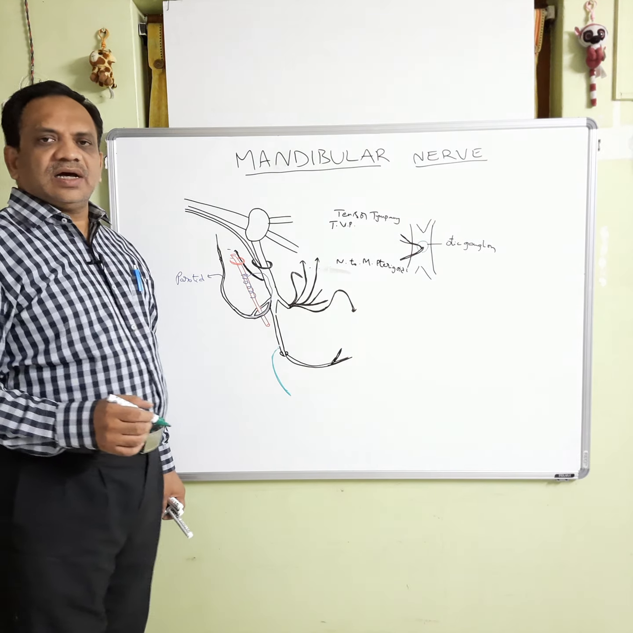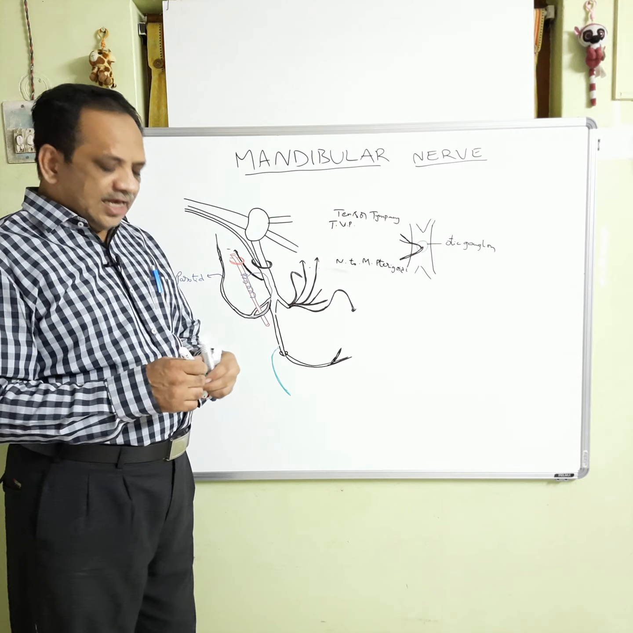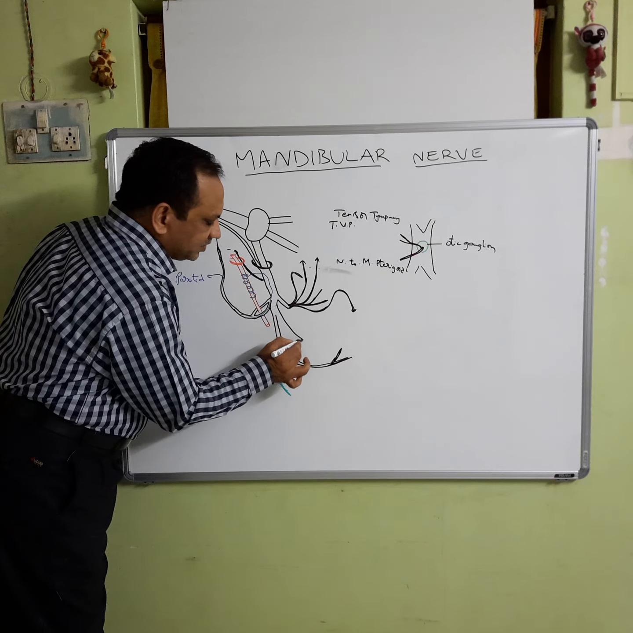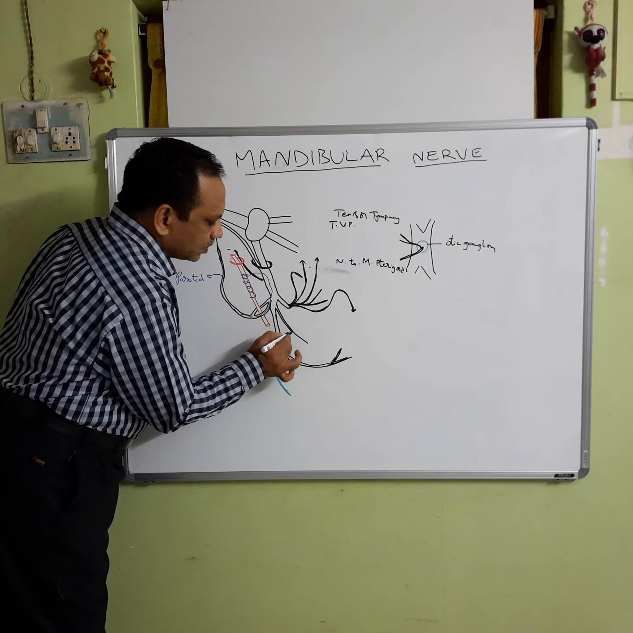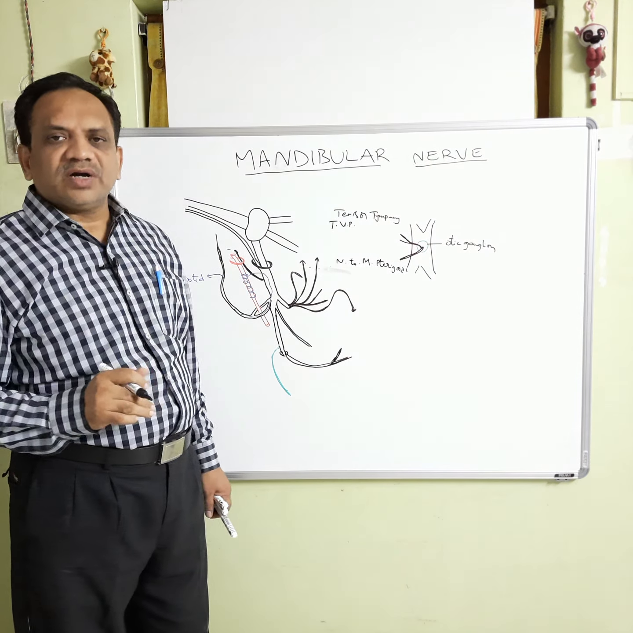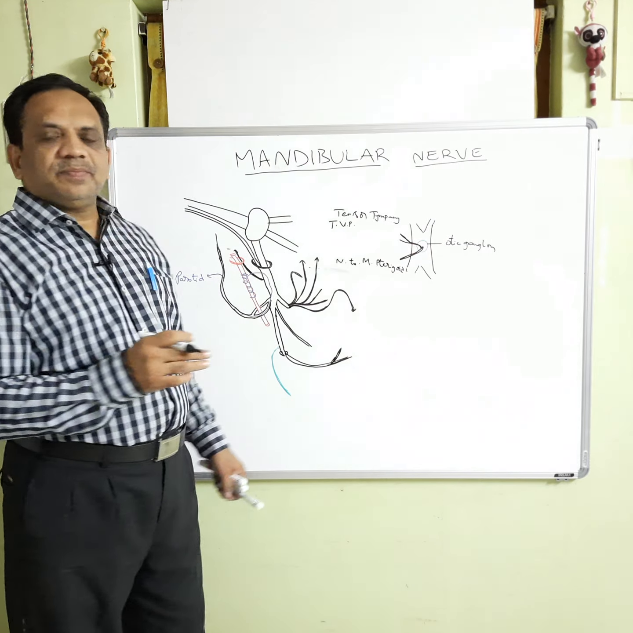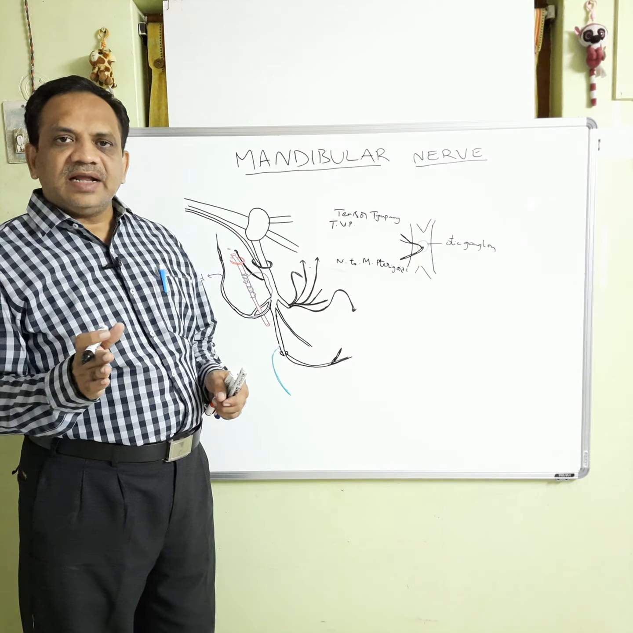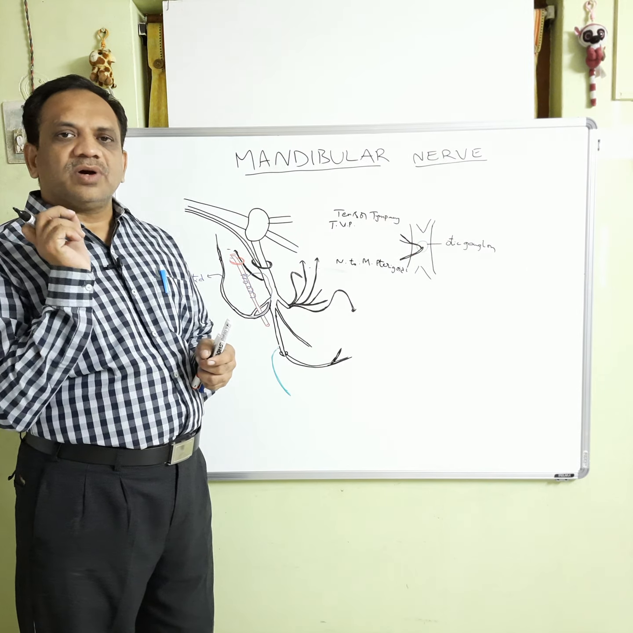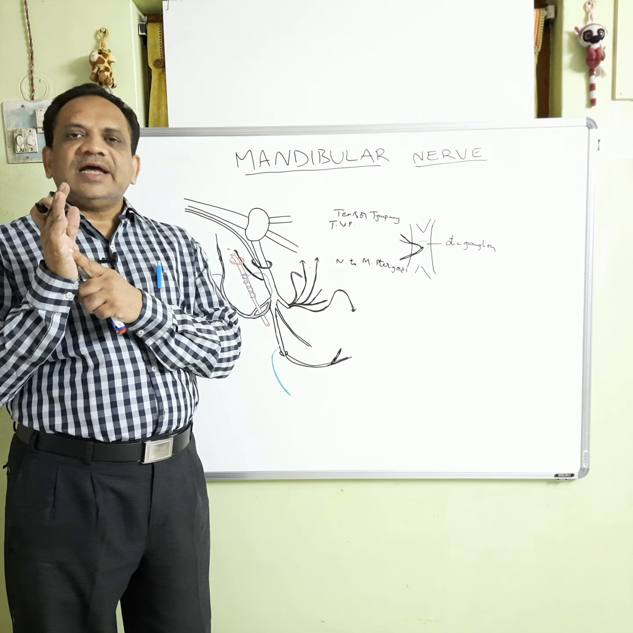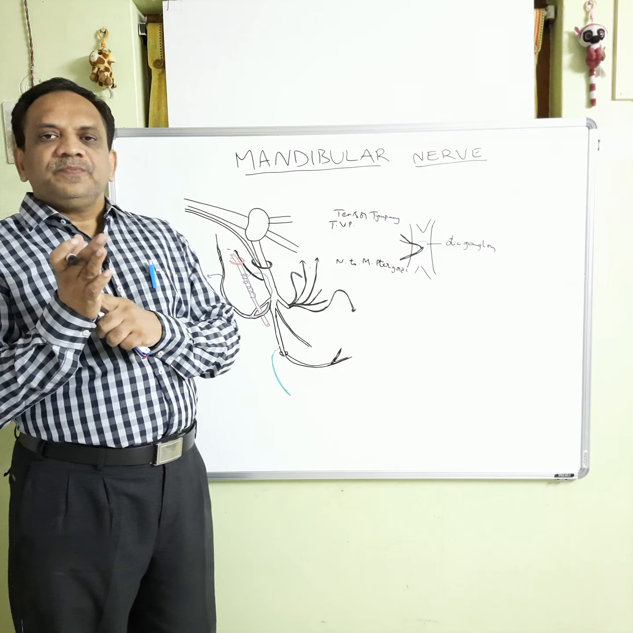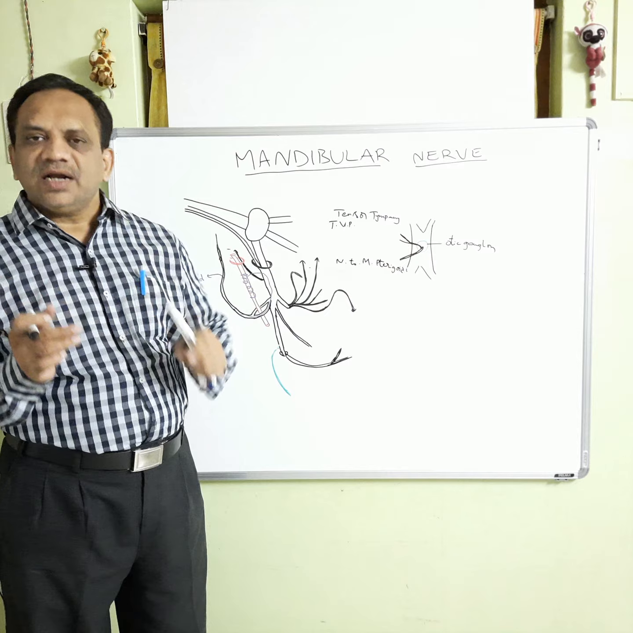Then coming to the last branch, that is the lingual nerve. Lingual nerve lies in front of the inferior alveolar nerve. It passes vertically down from below the lower border of the lateral pterygoid. Then it passes between the ramus of the mandible and the medial pterygoid muscle. Then 1 centimeter behind the last molar, it comes into direct contact with the mucous membrane of the floor of the mouth. Then it leaves the mandible and enters into the tongue.